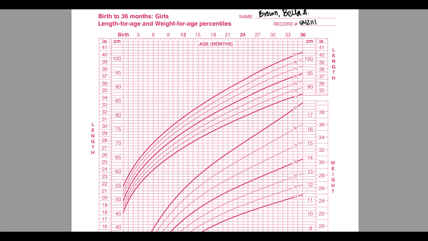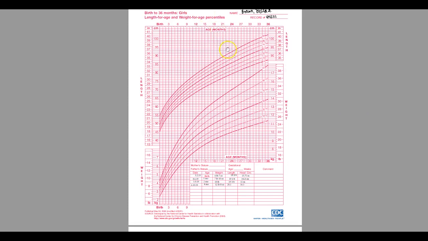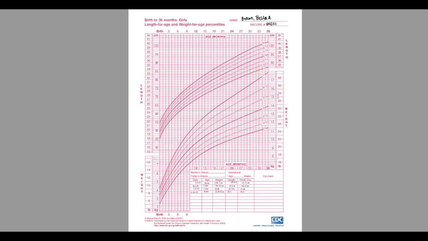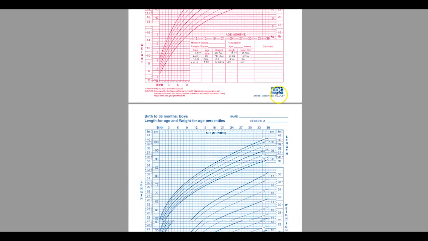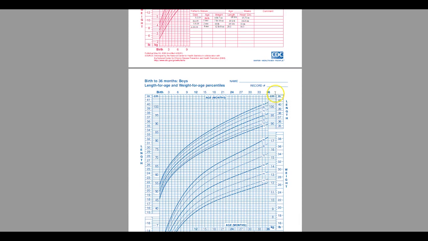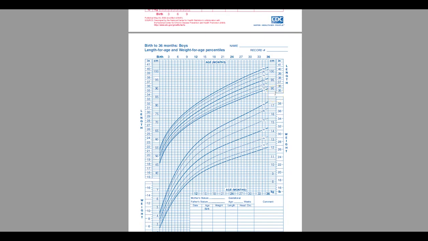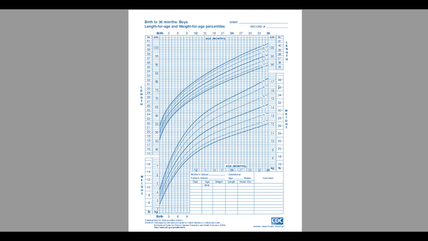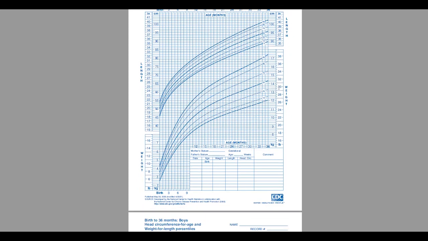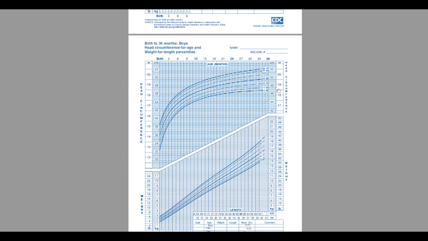So I'm going to zoom this out so you can see them in their entirety. The girl chart that we're going to start with here is birth to 36 months, girls' length for age and weight for age percentiles. So we're going to work on that chart. The boy chart, you plot the exact same as the girl chart. It is birth to 36 months, or 3 years old, boys' length for age and weight for age percentiles. And so you would plot it the same way that you will plot the girl chart that we're going to start with at the beginning there.